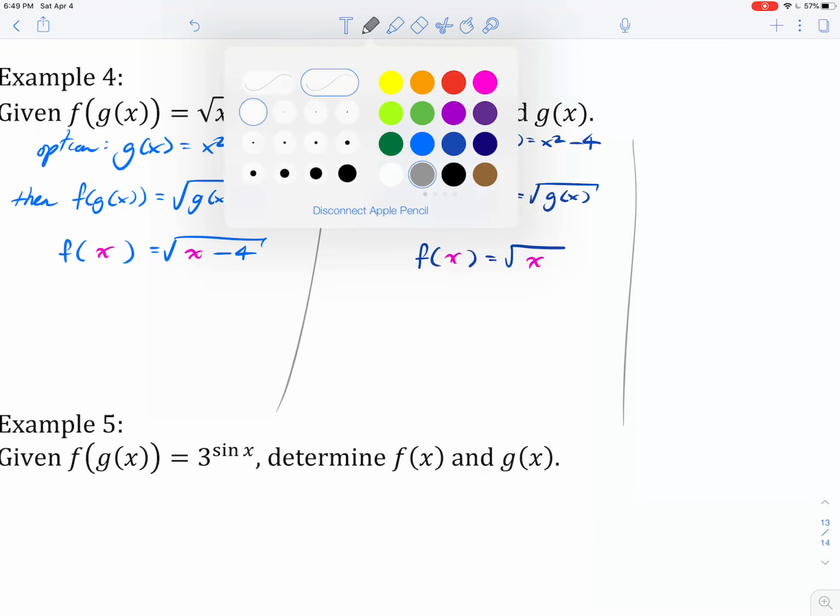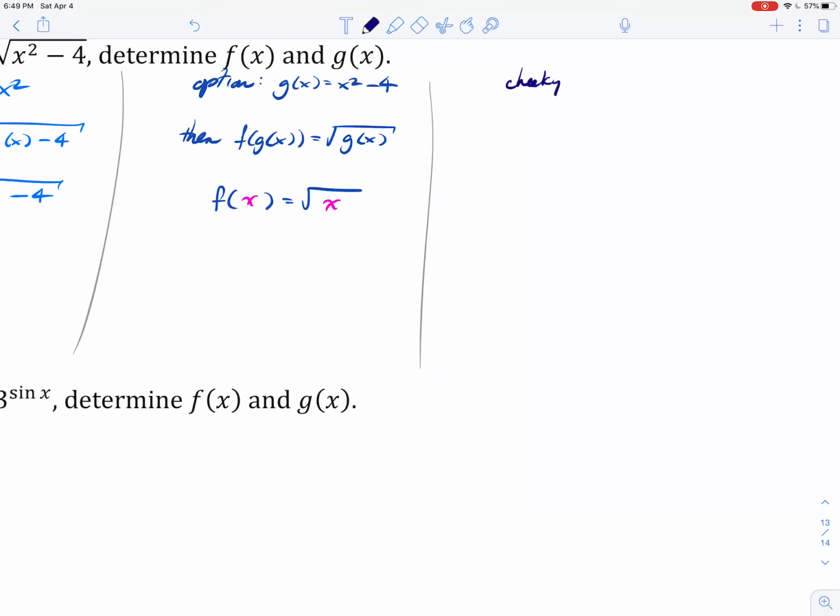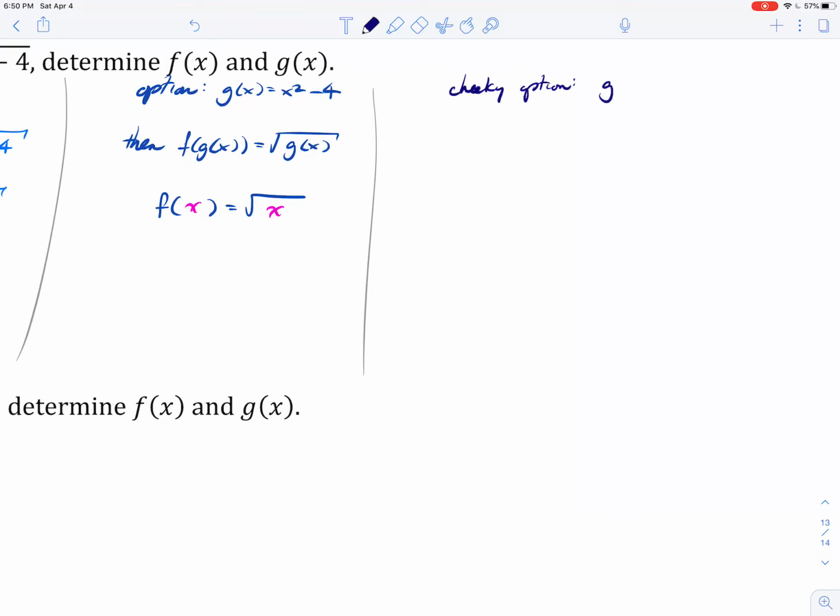There's a cute little third option here I'm going to show you, because why not? So here's our cheeky option. Check this out. G of x is the root of x squared minus 4. Because then f of g of x is g of x. But that means that f of x is just x. Aww, isn't that just adorable?